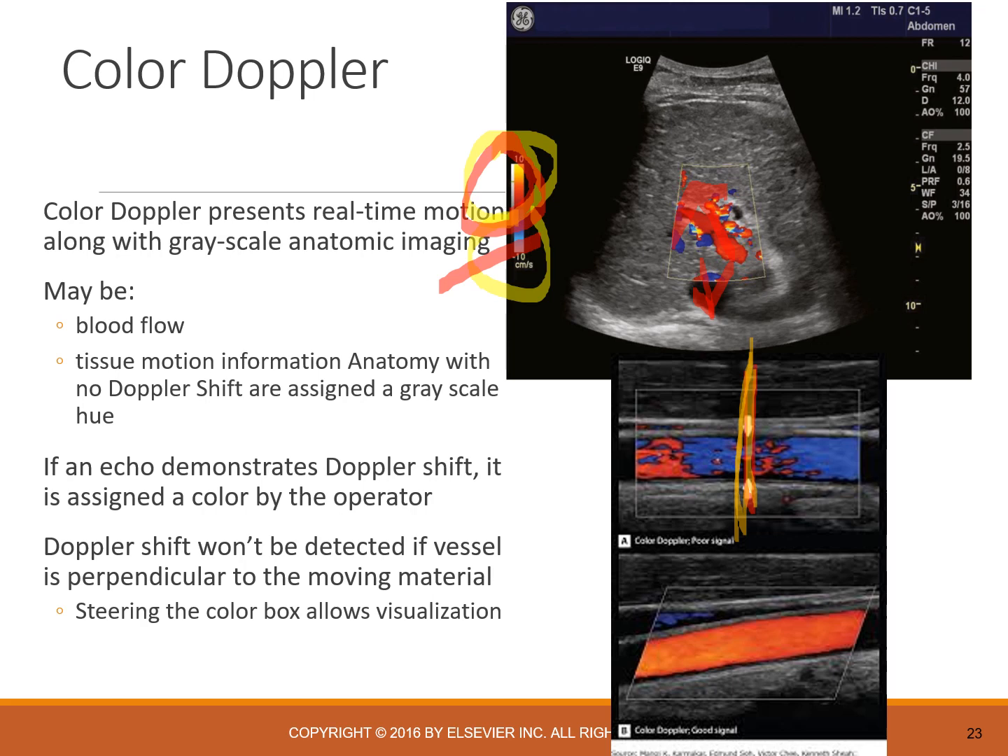So one of the things that you can do is utilize a color box, which you see here, and you can steer your color box one direction or the other so that the sound wave is coming in aligned with that color box. So your vessel's still perpendicular to the screen, but because you've angled your color box, the sound waves are coming in at an angle and therefore able to better penetrate that vessel and get you the information that you need.